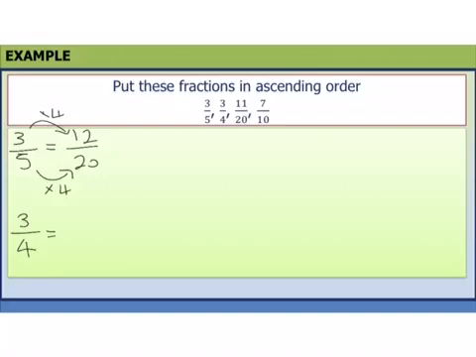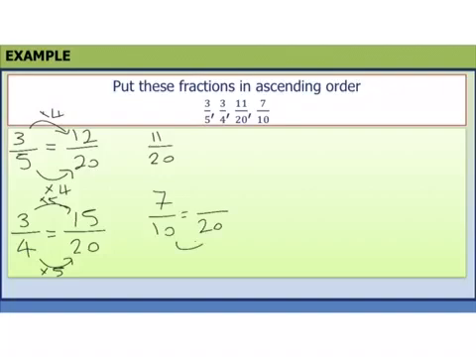So 3/4, I'm making it over 20. That means I've times it by 5. So do the same to the numerator, that's 15 over 20. 11 over 20 doesn't need to change. And 7 over 10, to get it over 20, means I've times it by 2. So that's 14 over 20.